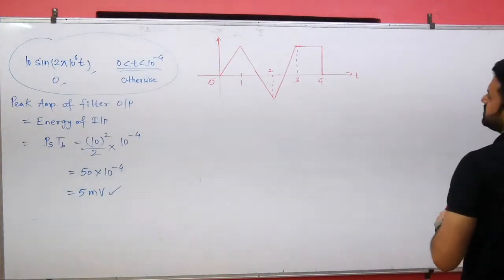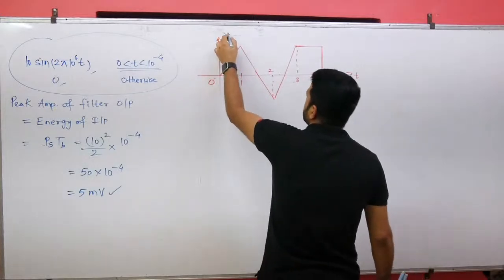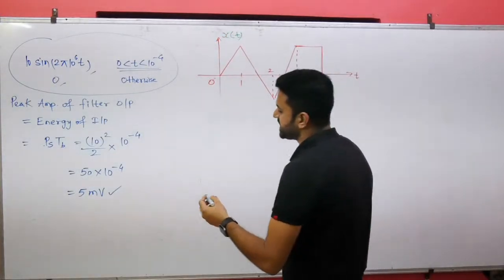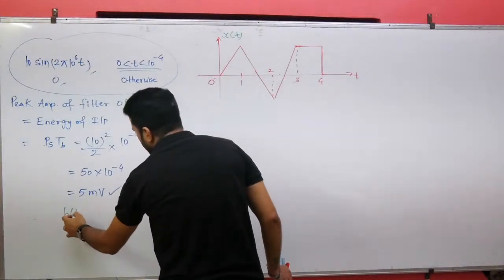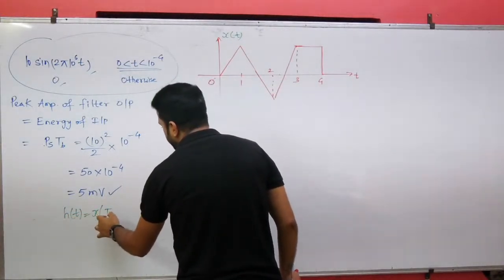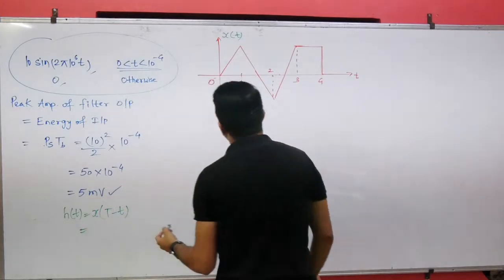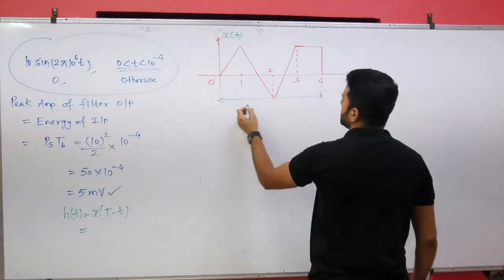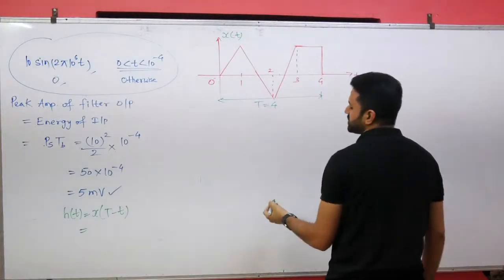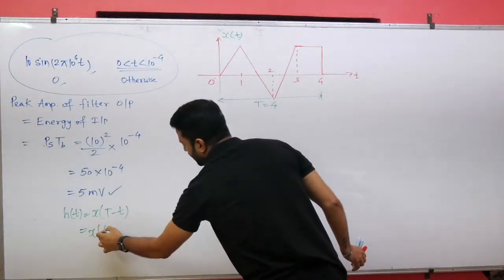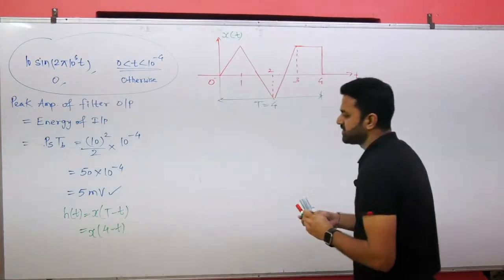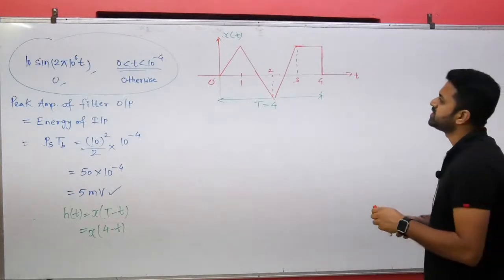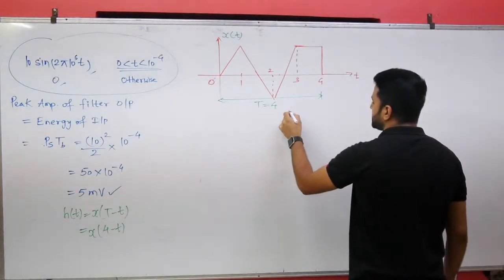Let me draw the response of the filter. The response of the filter h of t is equal to x of capital T minus small t. What is the duration of the pulse? The duration of the pulse is 4, so the total time duration is 4 seconds. That means we have to draw x of 4 minus t. So let's draw x of minus t first.